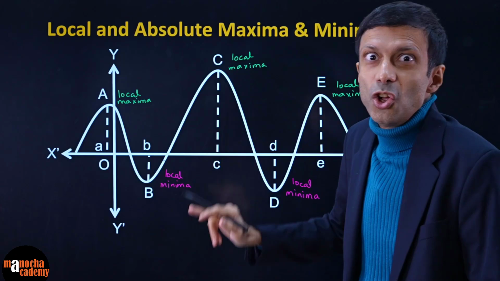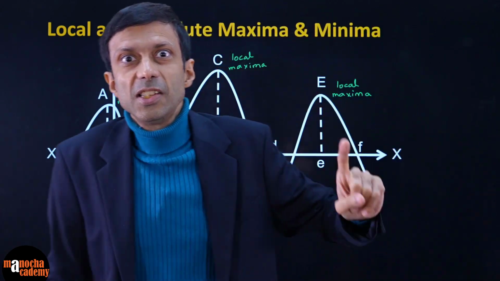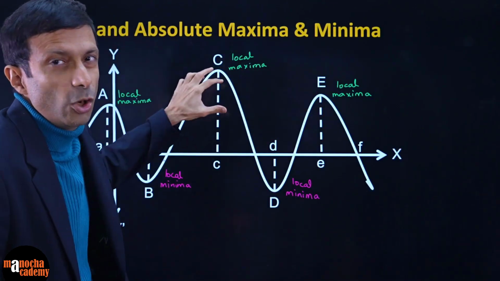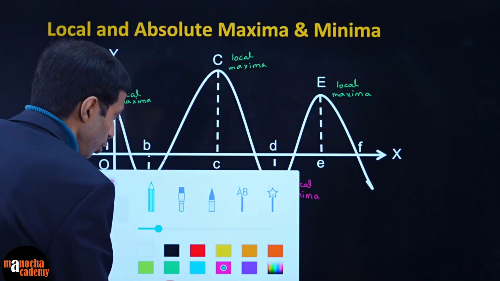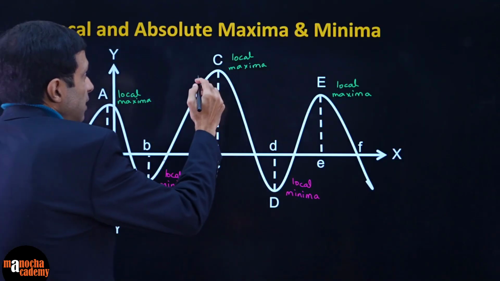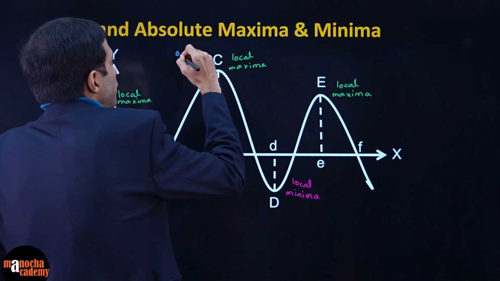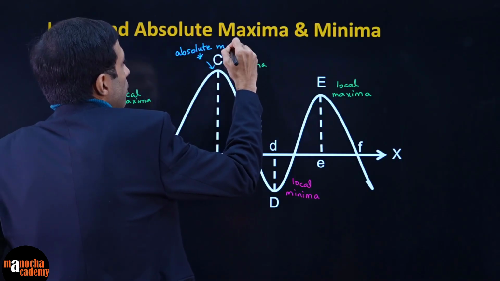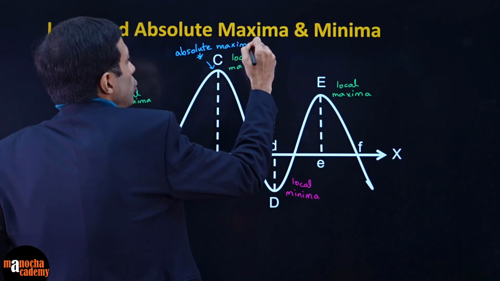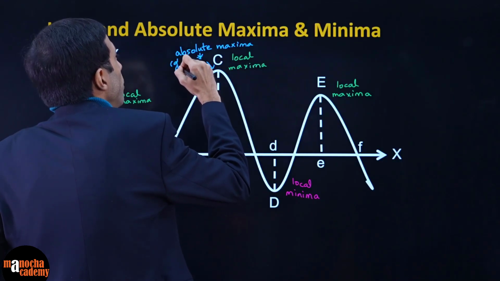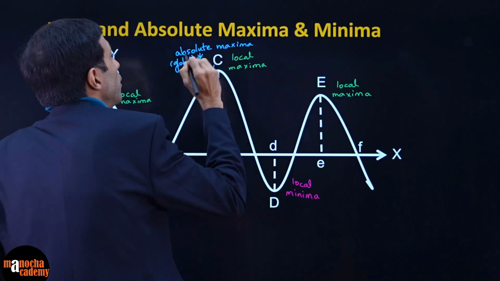At point C. So we can say that this is the point of absolute maxima, right? Do you guys agree C is special? This is the point of absolute maxima. Another word which is used over there is global. Global means... why the word global?